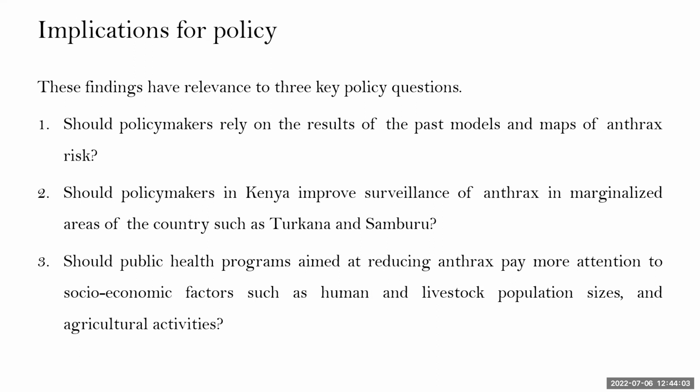And number 1 is, should policymakers rely on the results of past models and maps of anthrax risk? For Uganda, the models demonstrate that the nationwide predictions generated by Maxent and INLA models are quite similar. This is partly because the same dataset was applied, almost similar variables were used. The spatial random effect was eventually excluded in the INLA model. But it is important again to consider that lack of systematically collected surveillance data in Uganda could have impacted the ability to detect structural dependencies within the data. And with more detailed data, it could be possible to make more precise estimates of anthrax risk in the future.